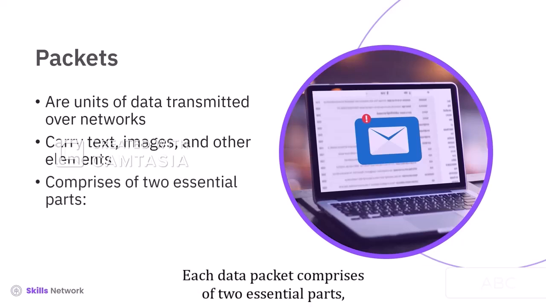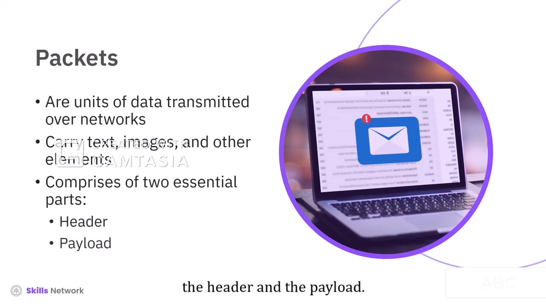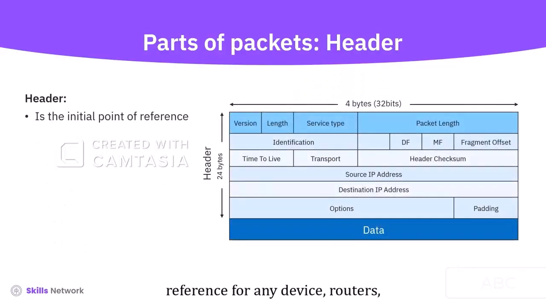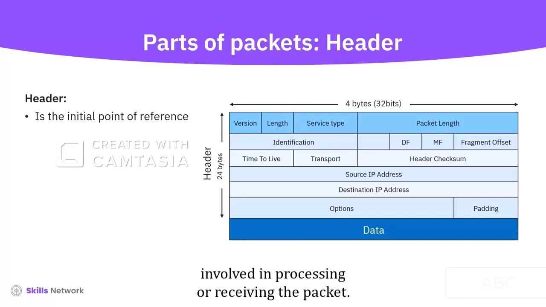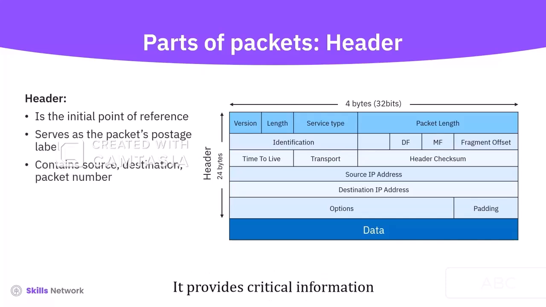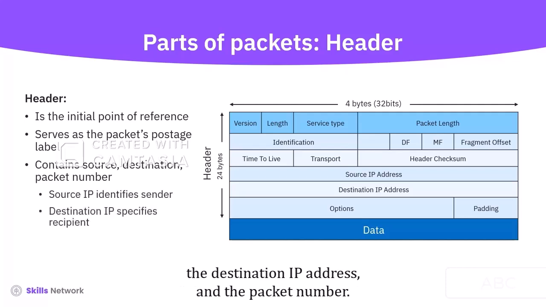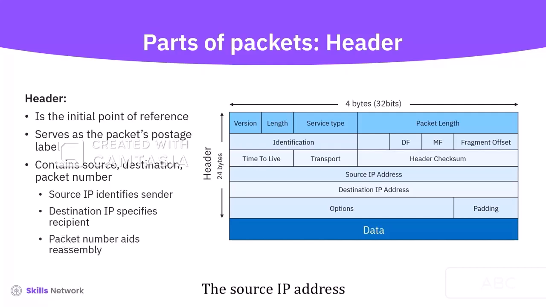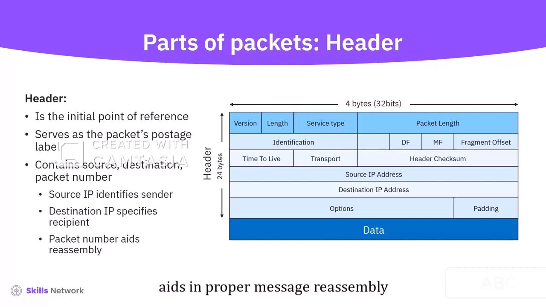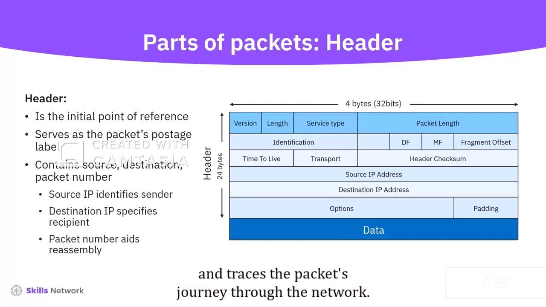Each data packet comprises two essential parts, the header and the payload. Let's look at each part in detail. The header is the initial point of reference for any device, routers, switches, or computers, involved in processing or receiving the packet. Consider the header as the packet's postage label. It provides critical information such as the source IP address, the destination IP address, and the packet number. The source IP address identifies the original sender's device, while the destination IP address specifies the recipient's network address. The packet number, a unique sequence, aids in proper message reassembly and traces the packet's journey through the network.